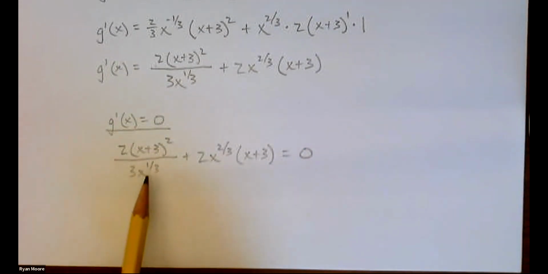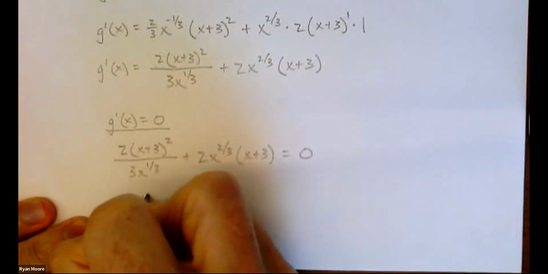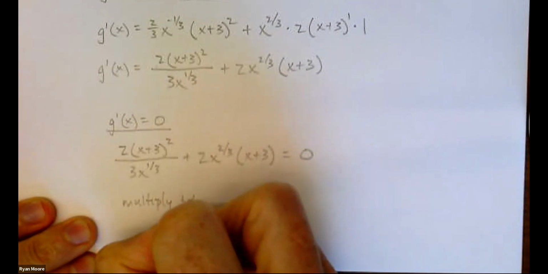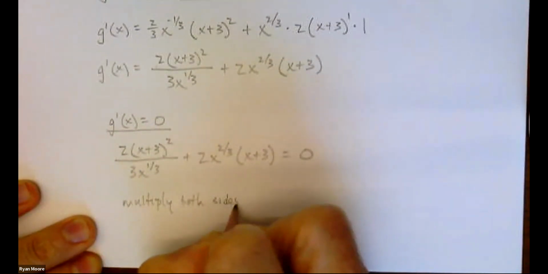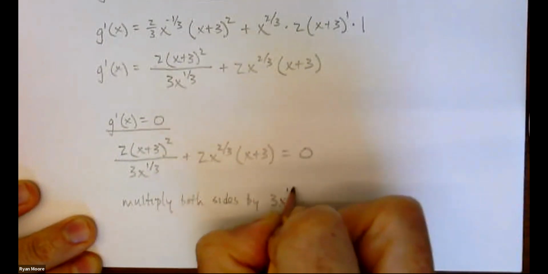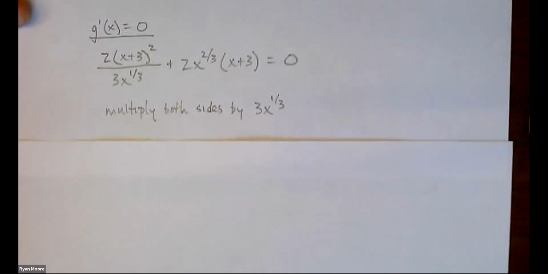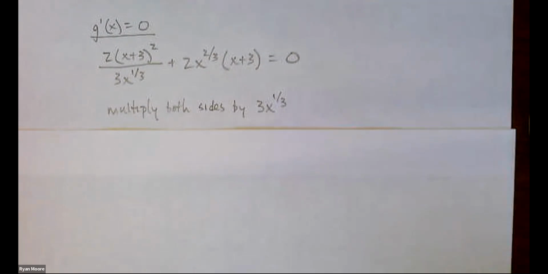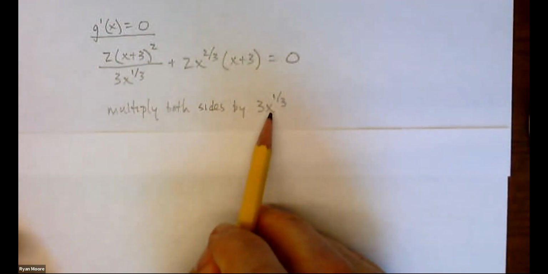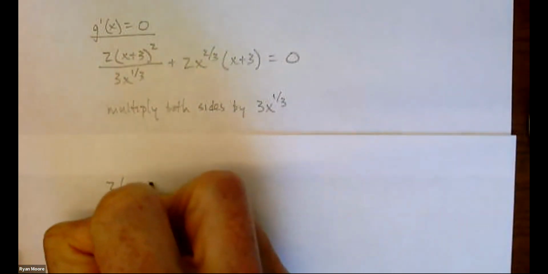So we notice that this first denominator is 3x to the 1/3. Why don't we multiply both sides by this denominator? Multiply both sides by 3x to the 1/3. Just that is going to change the feel of this whole thing. Right, if I multiplied the left side by 3x to the 1/3, obviously it cancels out here, and all I have left is 2 times x plus 3 squared.